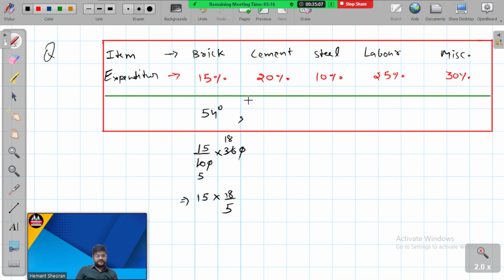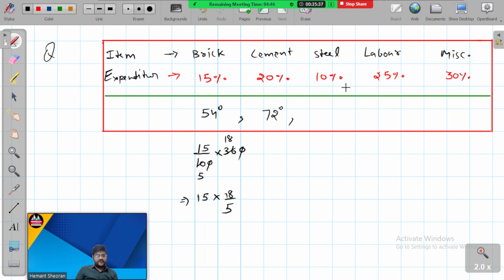Then the next one. Every time you will have 18 over 5 in the multiplication. 20 divided by 5, what do you get? 4. 4 times 18, what will it be? 72. 72. Next one.